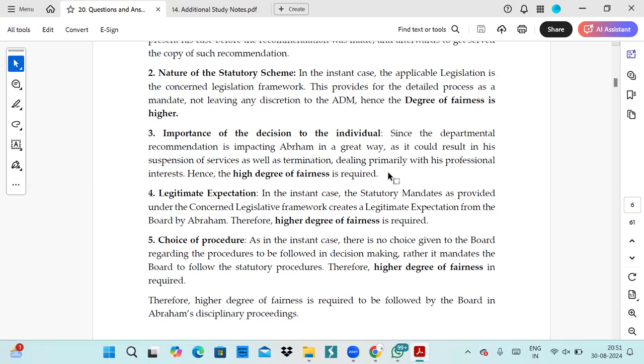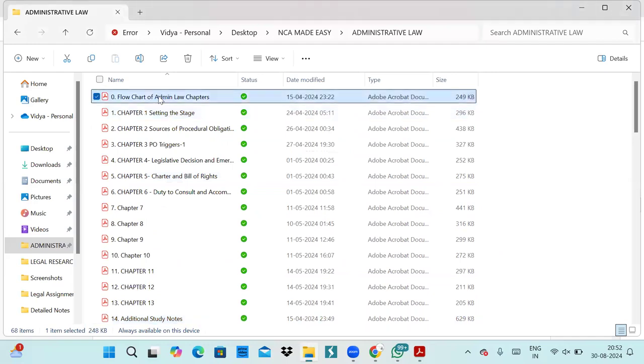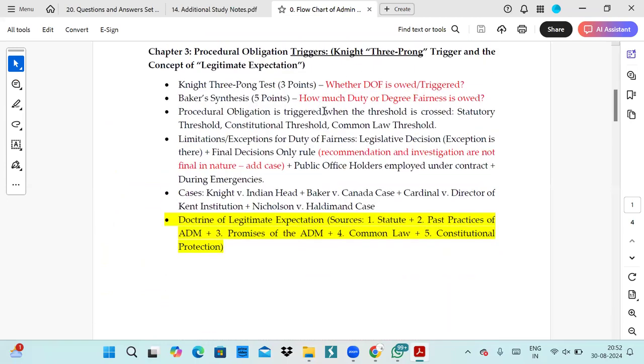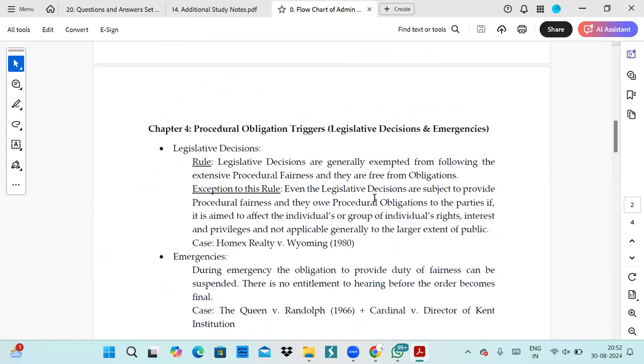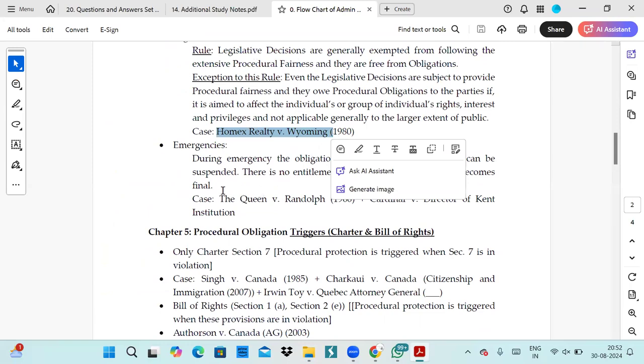If anything is reminding you, when you're reading, of the syllabus material, then that means yes, you have a case on that. You have to figure out now which case that was. So I have sent you the flow chart, no? Yeah. In the flow chart, actually, the case laws are given chapter wise. Chapter wise, the case laws are given for the important ones: Knight, Kent Institution, Cardinal. So these are the cases that you basically need to study.